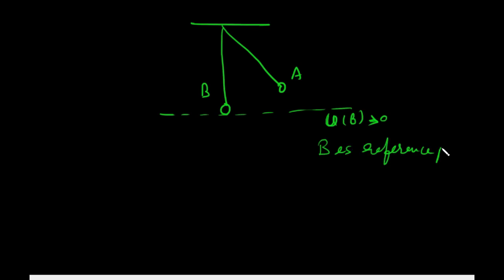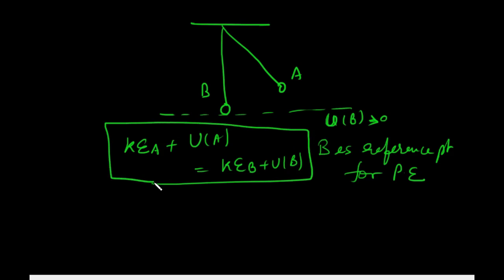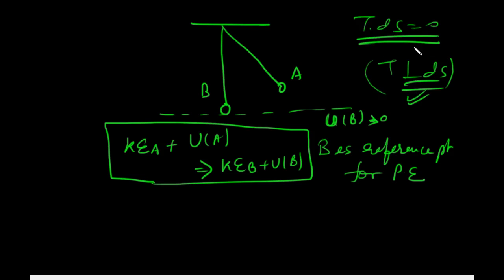So this was the figure. This is point A, this is point B. I have assumed the point B as the reference point for potential energy, where U at B is equal to 0. Now I want to find the velocity at B. So we take the energy equation: KE at A plus potential at A equals KE at B plus potential at B. Why is this? Because only a conservative force is involved here, which is gravity. I told you tension will not do work because tension is perpendicular to the displacement of the bob. So T dot ds will always be 0. No work is done by tension, work is done only by gravity.